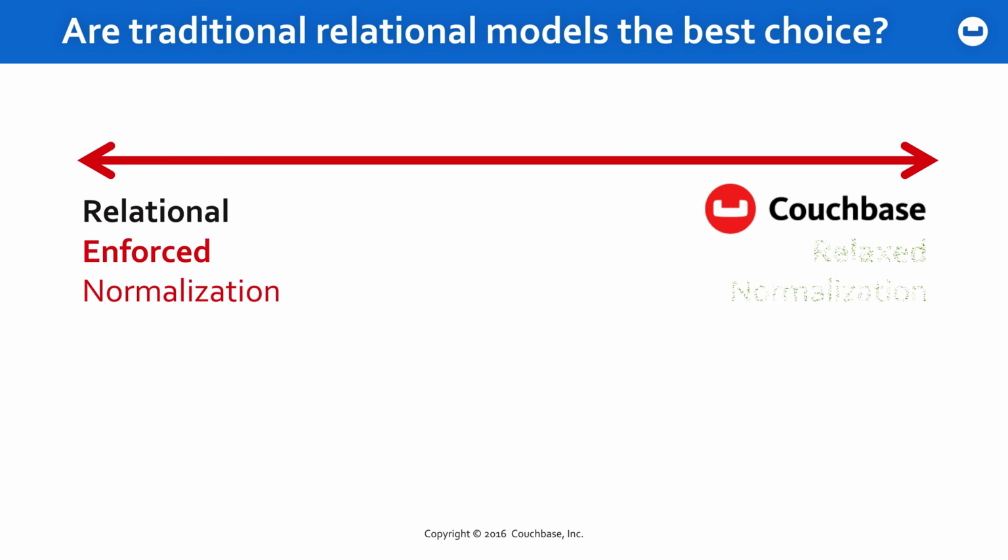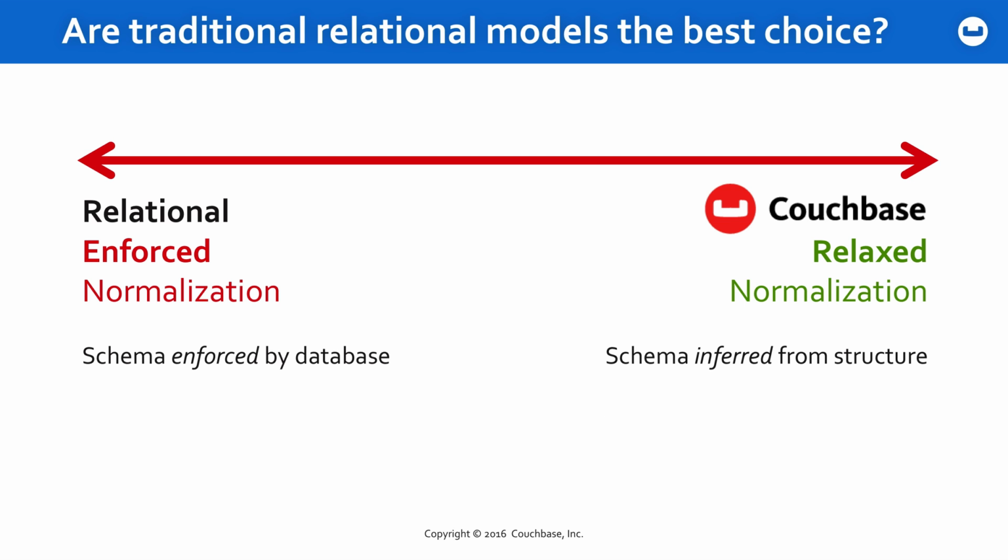So, are traditional relational models the best choice? Well, it depends. That's always the answer, isn't it? So on one end, you've got the old style enforced normalization of a relational database. On the other end, you've got Couchbase with relaxed normalization. So how do you compare these a bit? Well, first, in the old relational approach, your schema is enforced by the database. It has some advantages to it. It keeps size small and things of that sort.